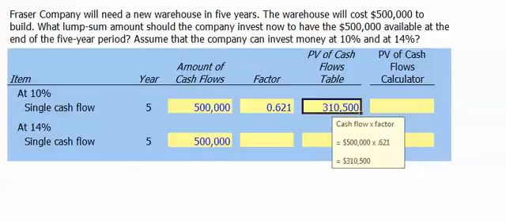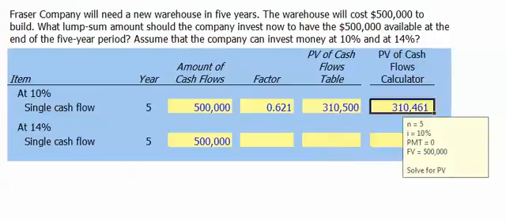If we were to solve this using our financial calculator, we would enter 5 for n, the number of periods, 10 for the interest rate, 0 for the payment, and $500,000 for the future value, the amount we want in 5 years. And we would solve for a present value of $310,461. Again, the difference between our calculator calculation and our table value is due to the rounding of factors in our present value interest factor table.